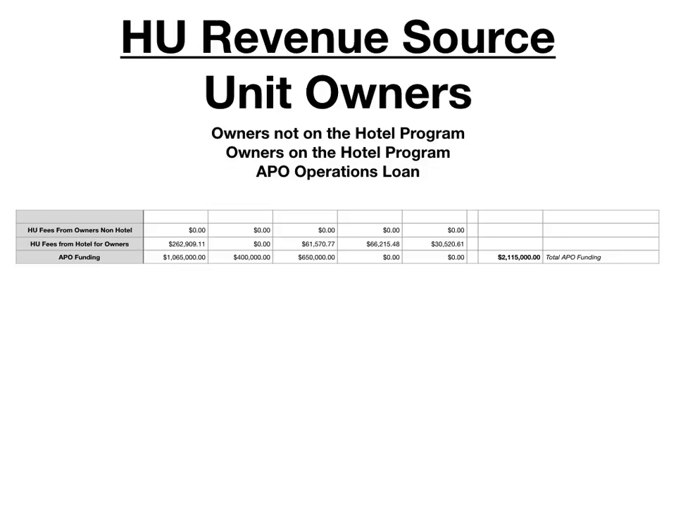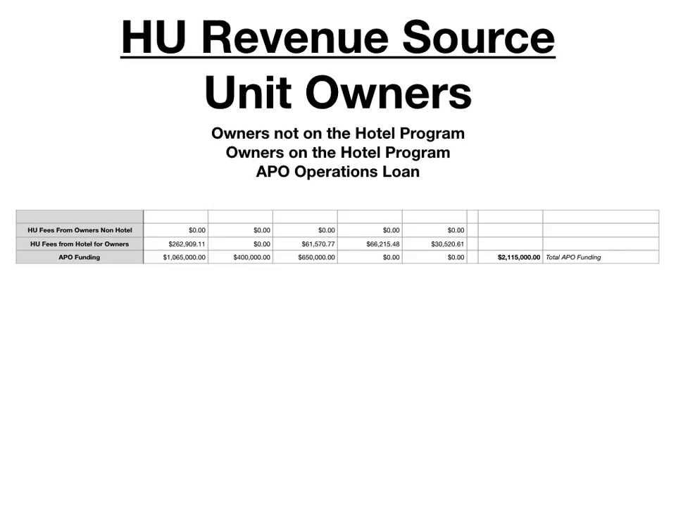We have three sources of revenue. We have fees coming from owners that are not on the hotel program, and I believe there are one or two of them that are actually paying. Then we have fees coming from the hotel operator who pays the fees generated by the hotel program on behalf of the owners who are participating in the hotel program.